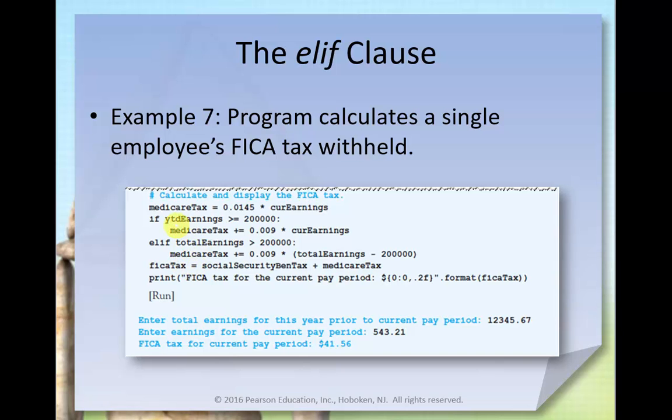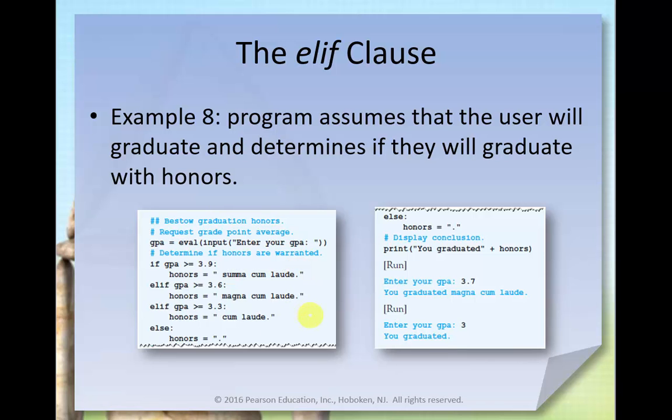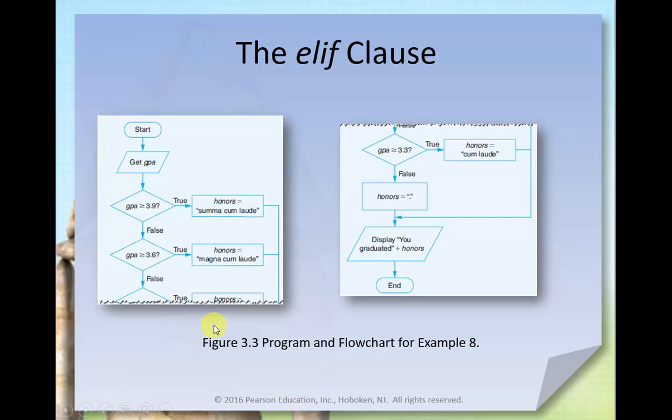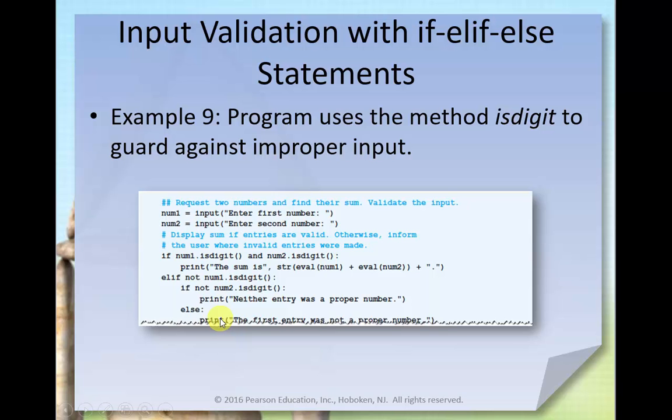Now you could have 3 or 4 else ifs. It doesn't matter. It'll go through them until it finds one that's true. In fact, here's an example using a grade point average. 3.9, 3.6, 3.3. One of those is either going to be true, or if none of them, then it'll fall down through and hit the else statement. So else ifs can be useful for evaluating conditions. Here's a flow chart of that. And this is all in your book.